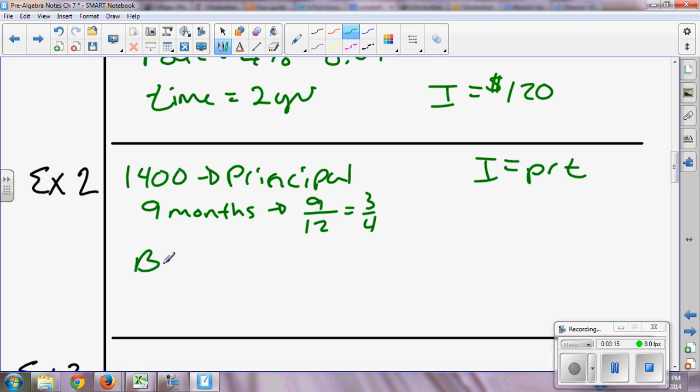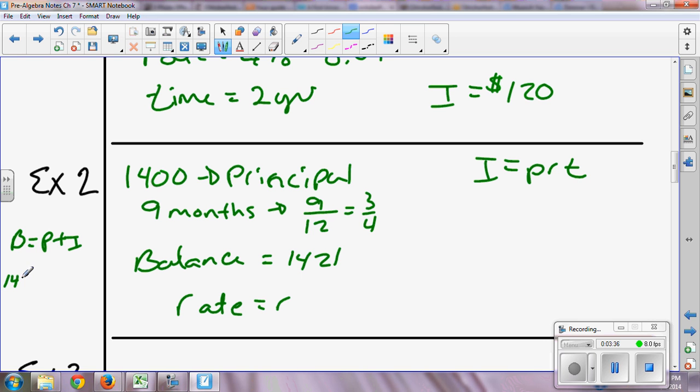The balance is equal to $1,400.21. Find the annual interest rate. So rate is what we're looking for. Balance, that's not part of this equation. So what is balance? Balance is equal to the principal plus the interest. Well, my balance they give me, so I'm going to plug it in. My principal they give me. So I can solve for that last letter, and I will get an interest of $21.